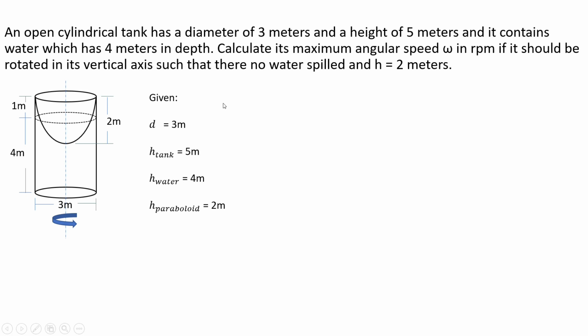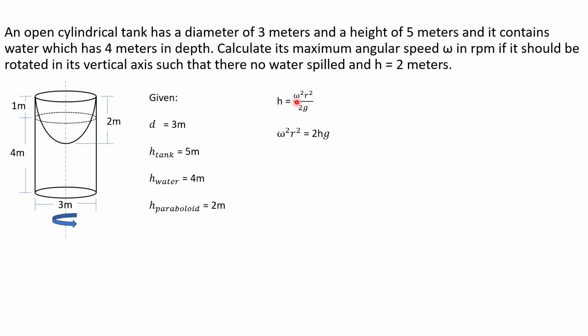In order to solve the problem, we're going to use this formula, where h is equal to omega squared times r squared over 2g, in which h is the height of the paraboloid, omega is the angular speed, r is the radius, and g is a constant, which is 9.81 meters per second squared.